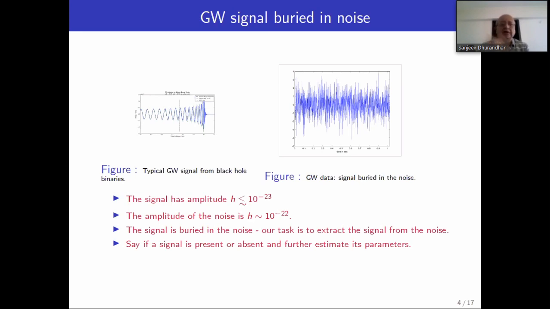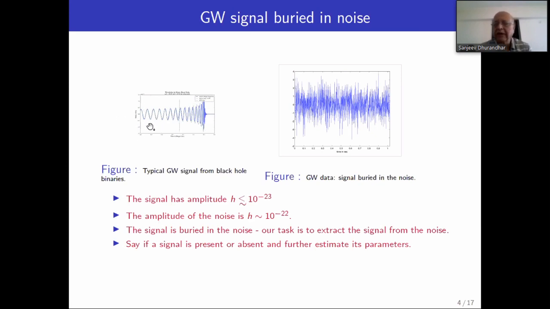And of course, there are other kinds of signals also, but this particular signal has been detected. Many black hole binaries have been detected. There's a neutron star binary which has been detected. So I thought I'll confine myself in this talk to how one goes about searching for the signal in the detector data. So the signal now is on the left side. See here, you see the signal.